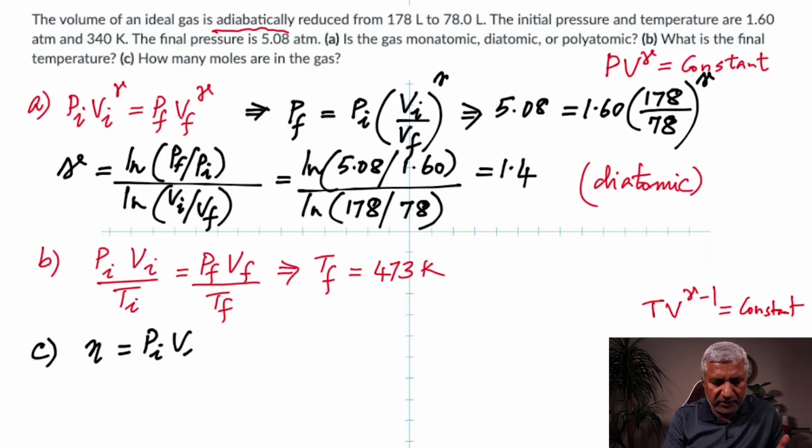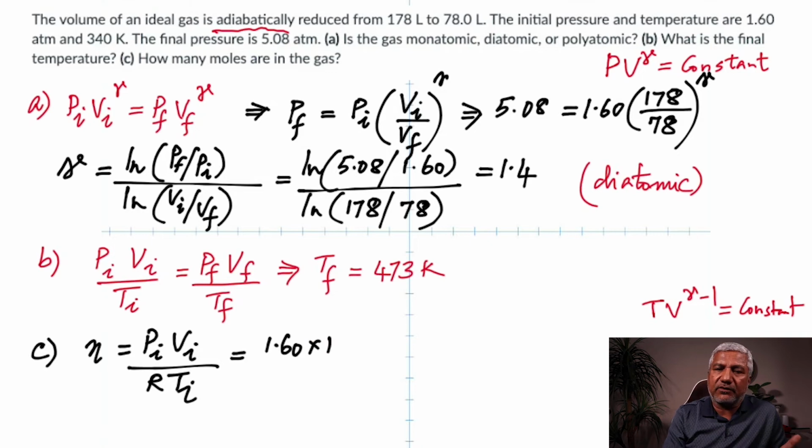I got that number. And then this C part, how many moles are in the gas? We can get that from the ideal gas equation, straight. PI VI by RT, or PF VF by RTF. Either of them will give you the same.